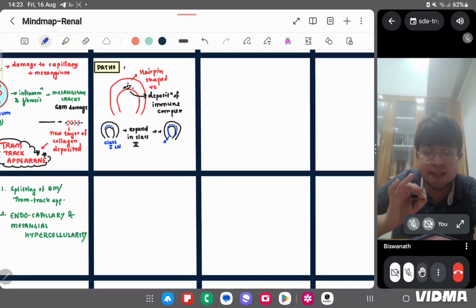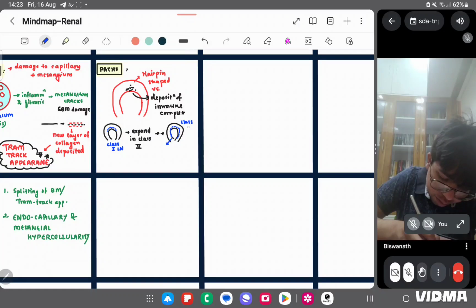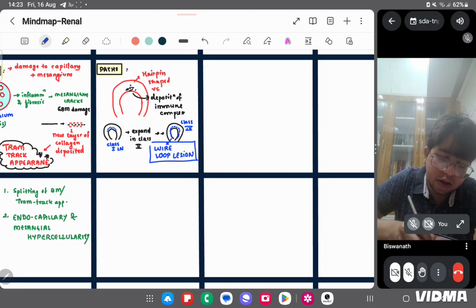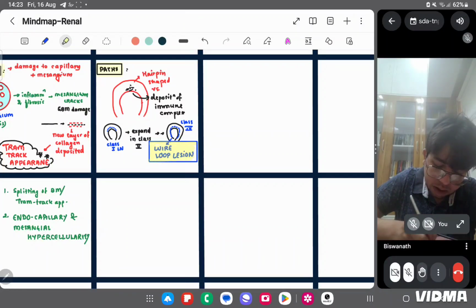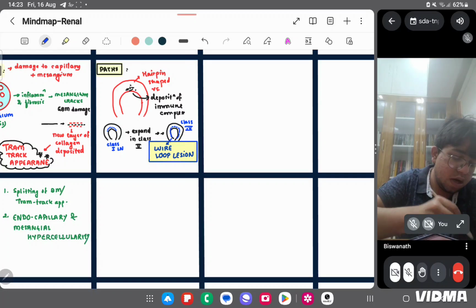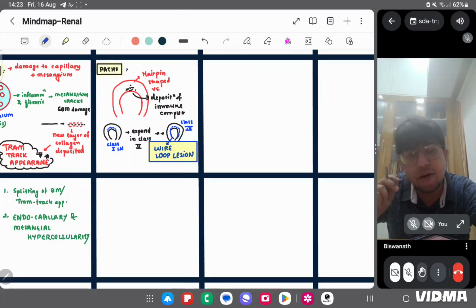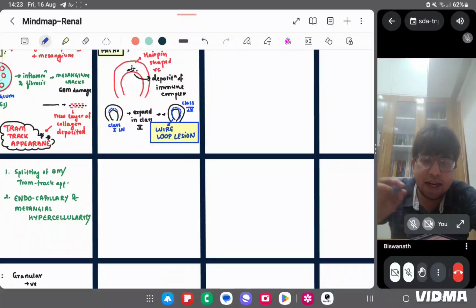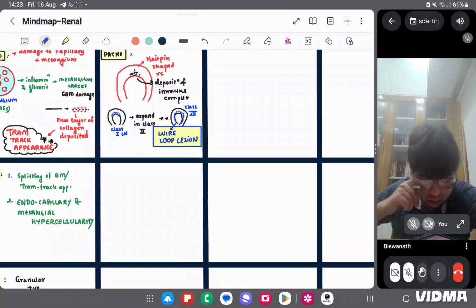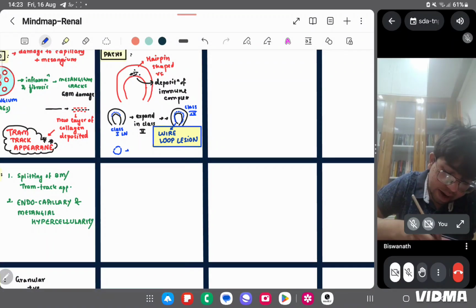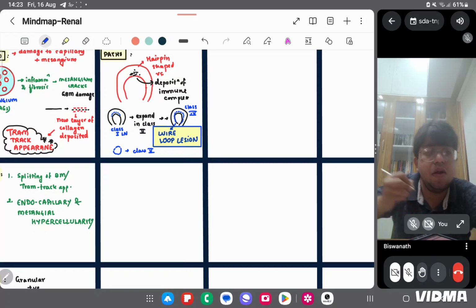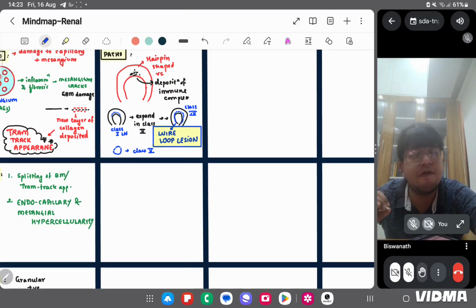Class 3 and 4 we see specifically, but class 4 is more predominant. Class 4 is called a wire loop lesion. This wire loop lesion word is important. Then complete damage is seen in class 5. The whole circle is damaged. Just see, it is complete damage in class 5. So these are some of the classes of lupus nephritis.